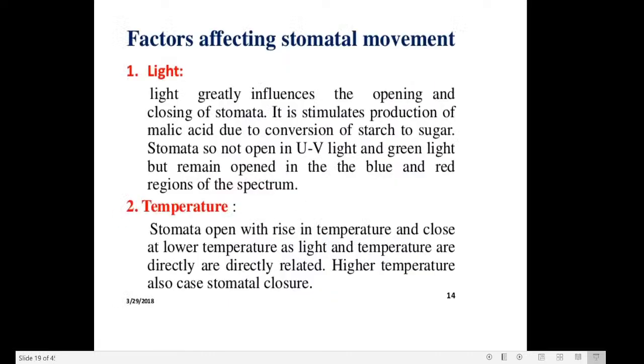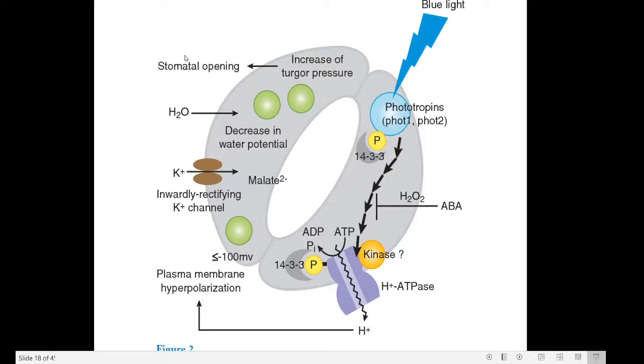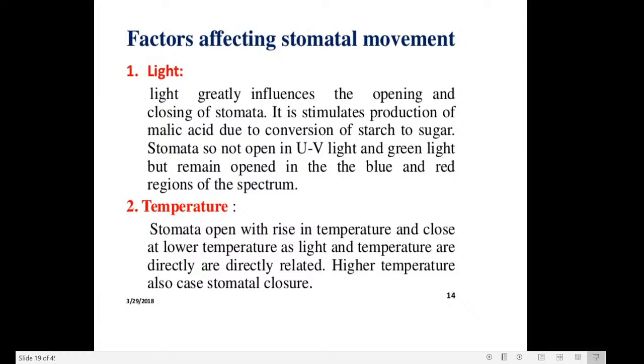Stomatal functions are light based and temperature based. In the light based function, there may be red light or blue light, and based on the light, the factors affect the movement of the stomata. The opening and closing happens due to light and temperature.